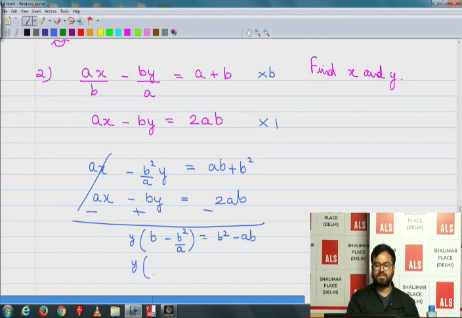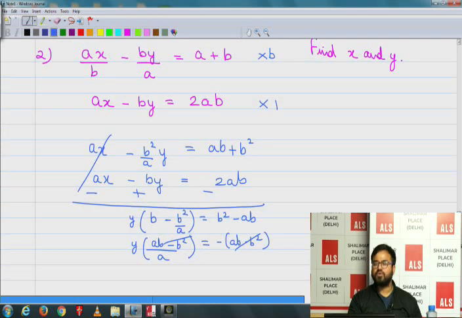Now if you take the LCM over here also, it will become ab minus b square over a. On the left hand side it is ab minus b square, and on the right hand side we are having b square minus ab. If you take minus as common, it will become like this, and now these will get cancelled out. This is minus 1 on the right hand side, so it implies that y would be equal to minus a. That is correct, you are getting minus a also.